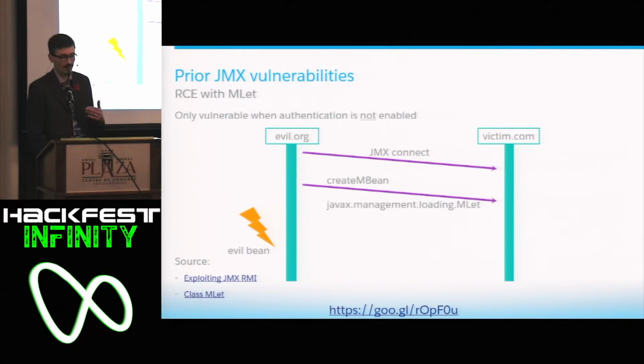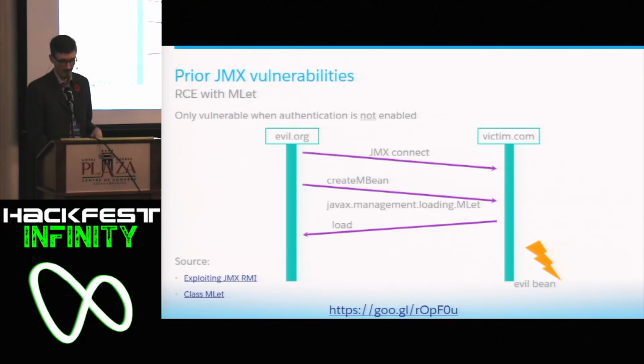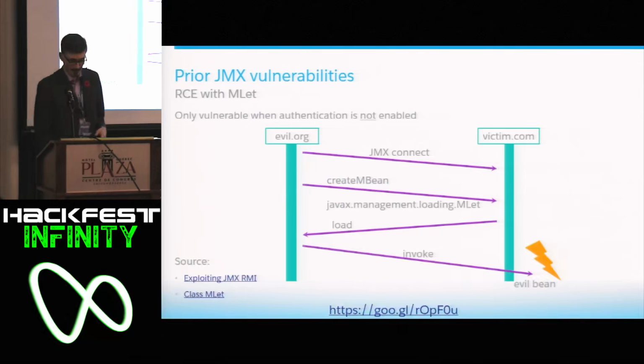Then the attacker calls createMBean on the JMX listener, and he creates an MBean of type MLet. The MLet allows you to specify a URL from which the code will be loaded. So it's like remote code loading. evil.org is a domain that the attacker controls, and he has put an evil bean on it. Then victim.com would just download whatever code from evil.org. Then we just need to invoke it, and whatever implementation we put into the evil bean will be executed on the server. So that's pretty bad.